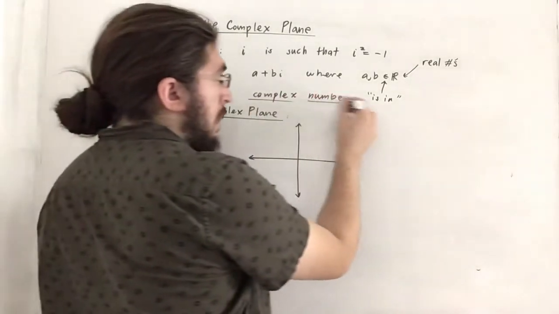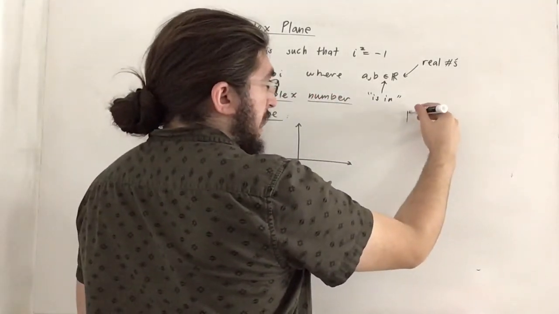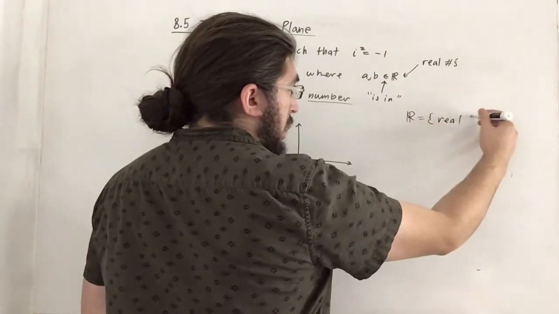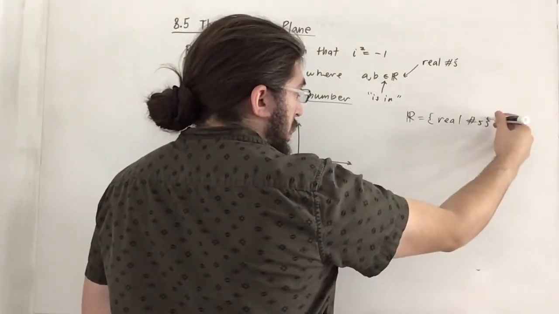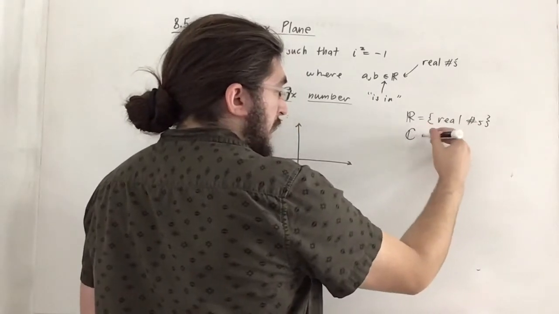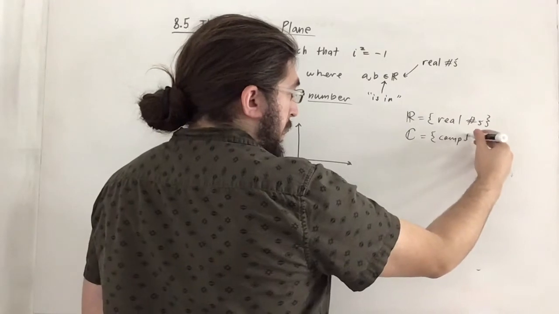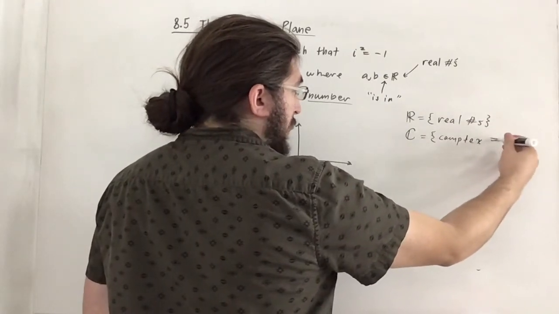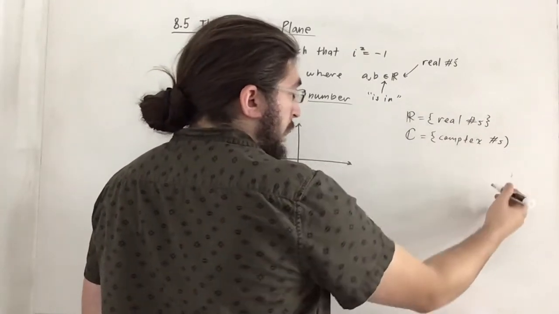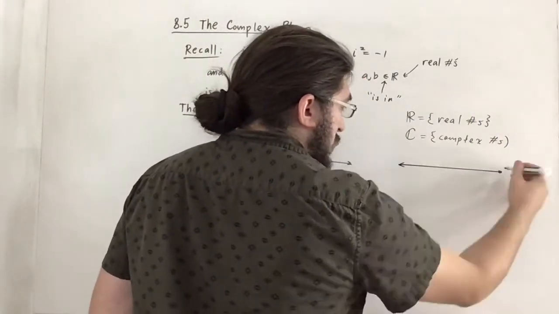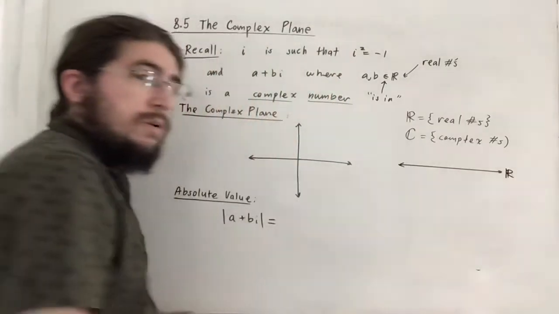Now the set of all complex numbers is ℂ. So ℝ is the set of all real numbers, and ℂ is the set of all complex numbers. So like I was saying, the real numbers lie on a number line. So kind of think of a number line like this. And usually we'll denote it by ℝ, just to denote the real number line.